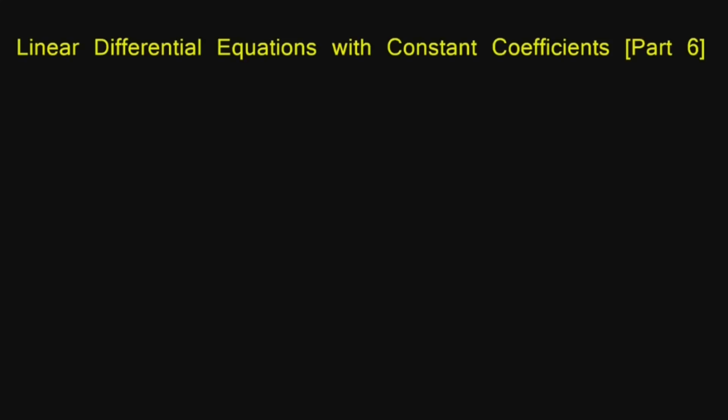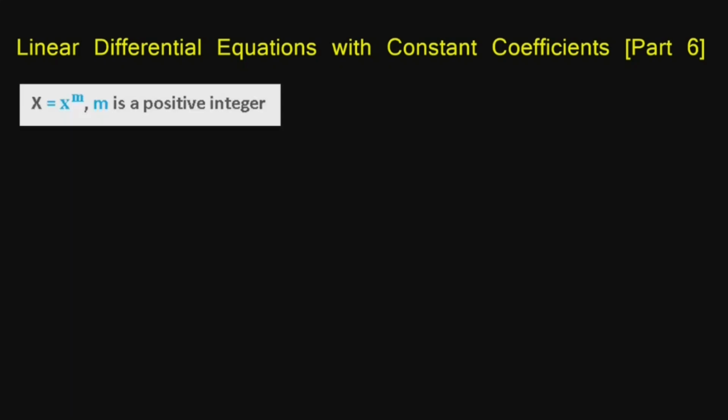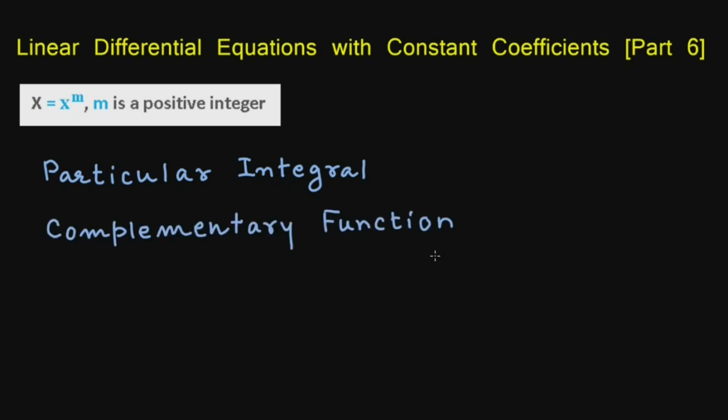This is part 6 of the series of videos on linear differential equations with constant coefficients. And today we are going to study how to find particular integral when the right hand side of the equation x is x raised to m, where m is a positive integer. We will focus our attention on finding the particular integral only. We have discussed at length how to find complementary function in my previous videos.